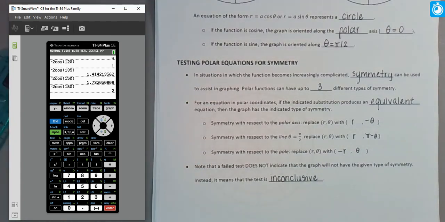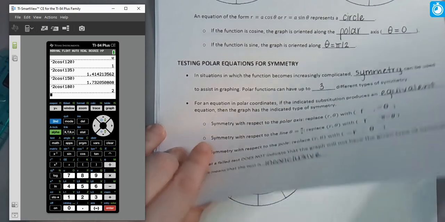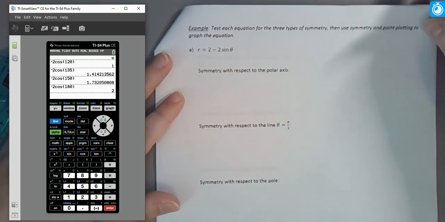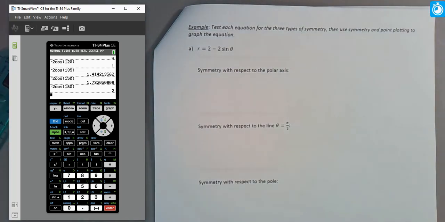So for the next few examples, we want to test our equations for symmetry, and then of course we will have to plot some points in order to get the graph started, but once we know about the symmetry of the graph, we want to use that symmetry in order to save us a little bit of time for graphing. And then of course we're going to generalize these structures again, just based on the kind of equation we're seeing. Okay, so we want to test each equation for our 3 types of symmetry, and then use any symmetry we find, and point plotting of course, to graph the equation.